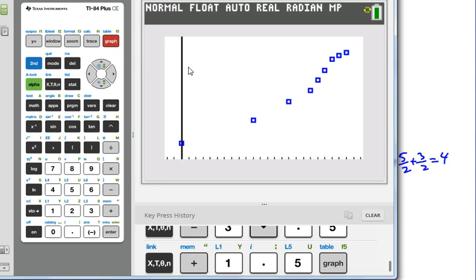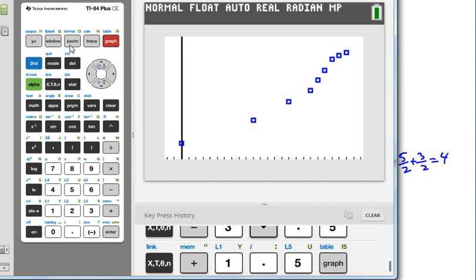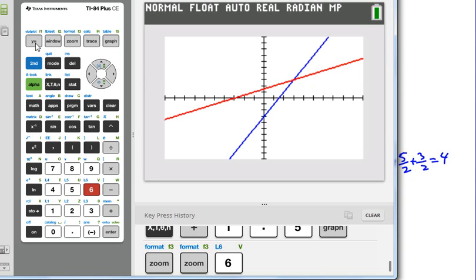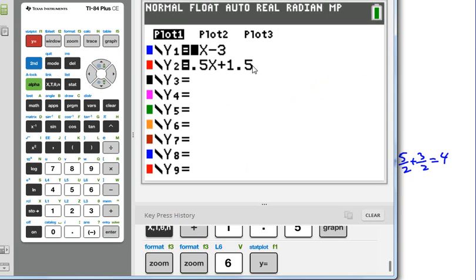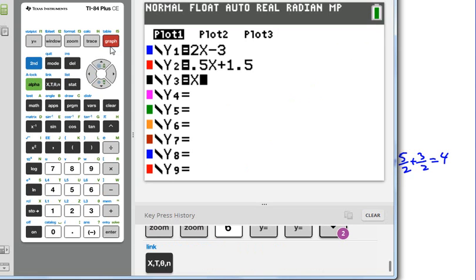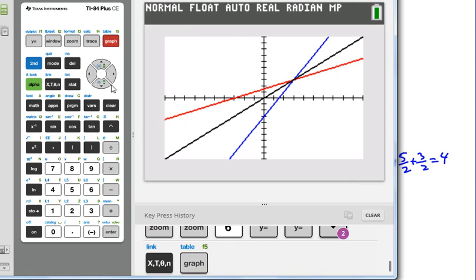We graph, really can't see them here. So I'm going to press zoom 6, get a standard window. So we see the red and the blue one. The red function is going to be the inverse we're looking for. Well, also we're going to look for the reflection about the line y equals x, which we see here.